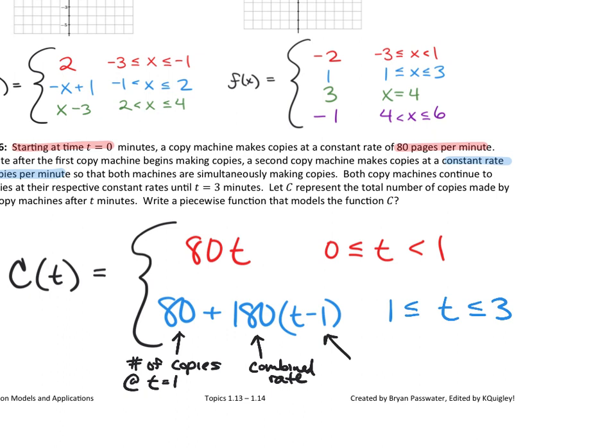And then why did I put t minus 1 instead of just t? That's how much time has already passed by, shifting it over to the right. Meaning that the entire parentheses stands for the amount of time working together. They're only working together for 2 minutes because the first minute's already gone, so we take it away. But that minus 1 right there is the time that has already passed.